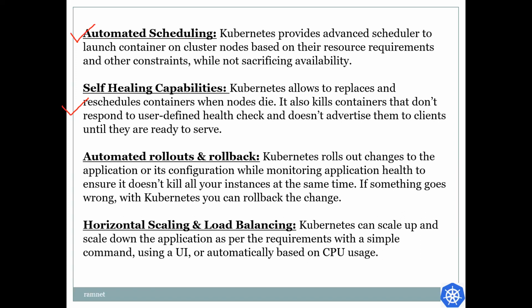Automated rollouts and rollbacks: Kubernetes rolls out changes to the application or its configurations while monitoring the application health to ensure it doesn't kill all your instances at the same time. If something goes wrong, you can roll back the change. Horizontal scaling and load balancing: Kubernetes can scale up and scale down the application as per the requirements, with a simple command using the UI or automatically based on CPU usage. So these are all the advantages, you can call them the features of your Kubernetes cluster. Next.